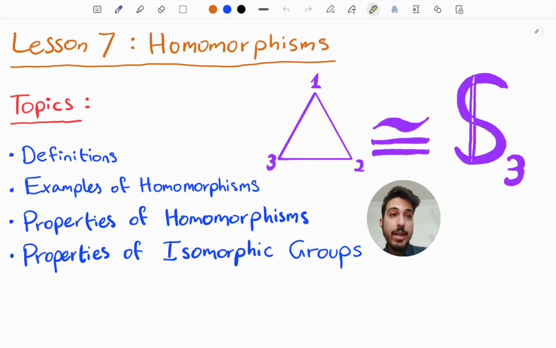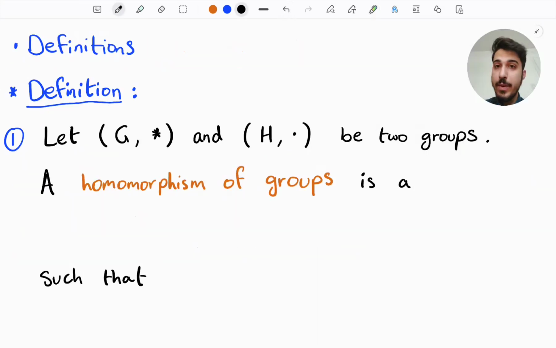For example, the dihedral group that is responsible for rotating and flipping a triangle is isomorphic to the symmetric group responsible for permutations of three elements. So we give the isomorphism by this sign, essentially saying that while these two groups are different, their structures are exactly the same. So we might as well replace each element of the first group by the second group. So let's get started. Let us now define what a homomorphism is.